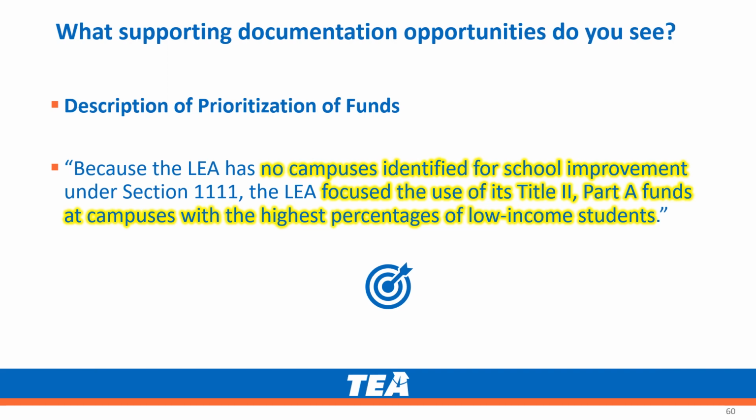Using the same method we did before, we will look for opportunities for supporting documentation. First, the section of No Campus Identified. Such documentation will come off as a memo or letter in the LEA letterhead stating such status. Then, a breakdown with the Title II Part A funds and their distribution to campuses based on schools with highest percentages of low-income students.